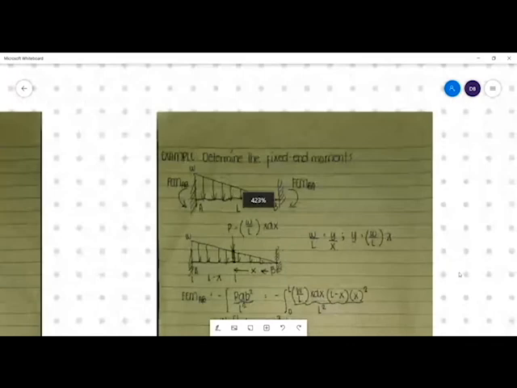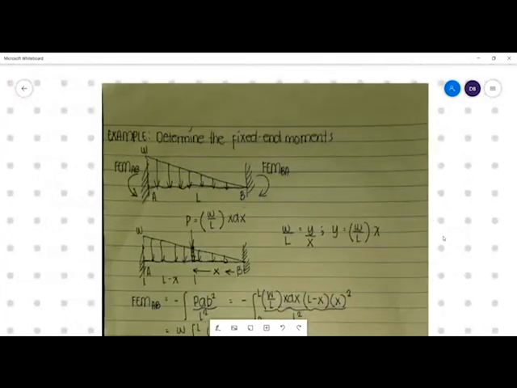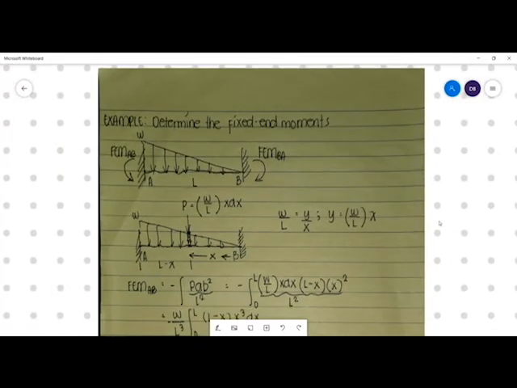So we're going to derive another formula. That is a triangular load. We don't have a load at point B, and we have W at point A. So we solve for the fixed end moment.